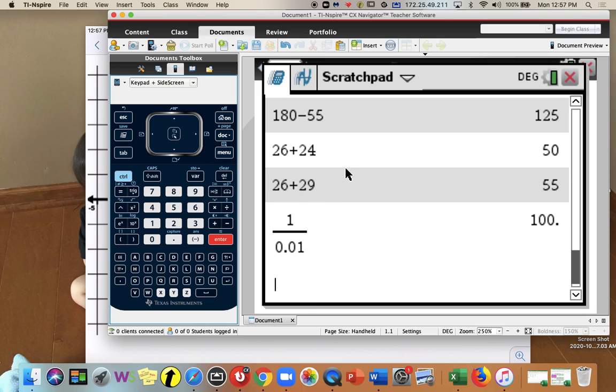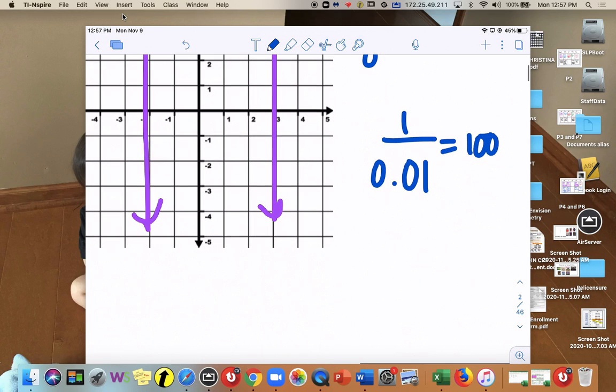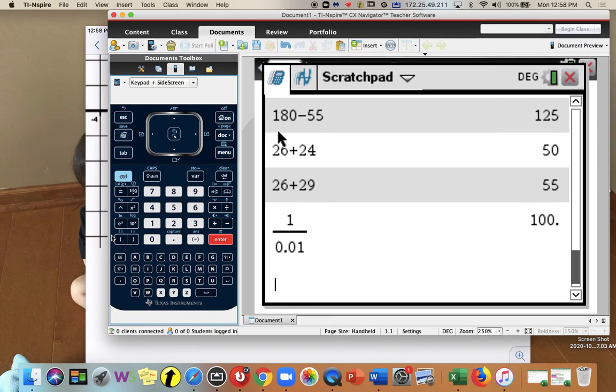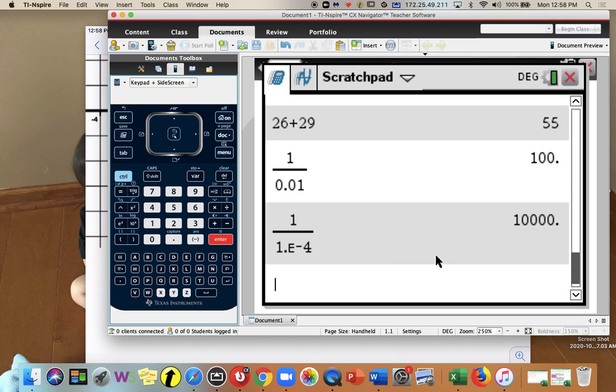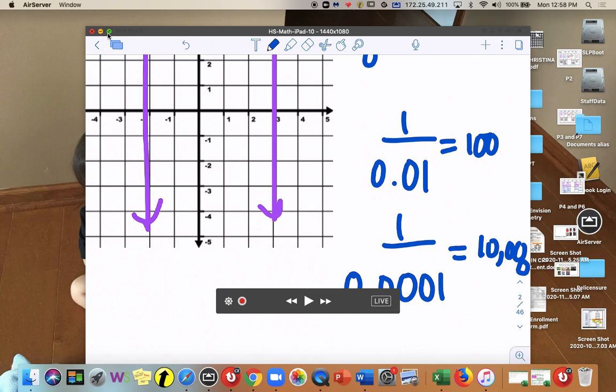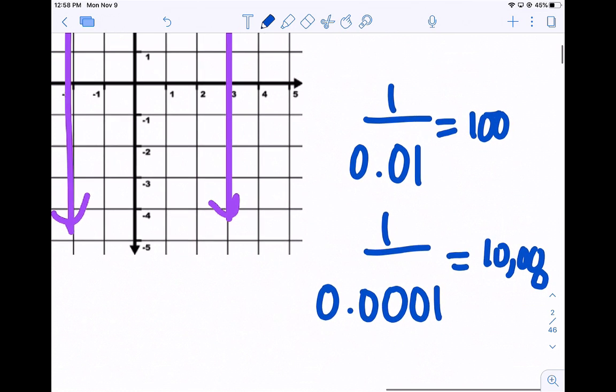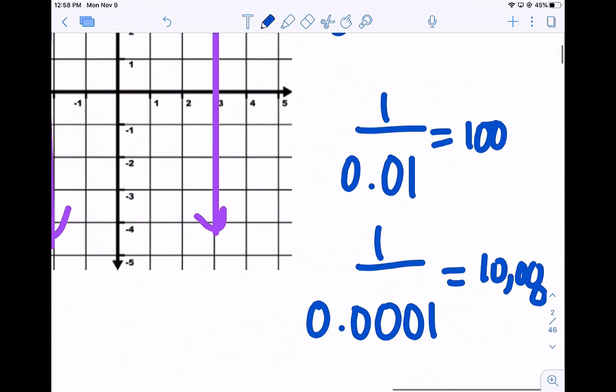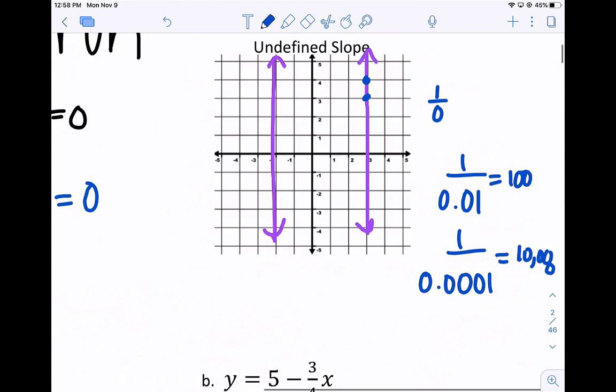We'll get 10. Again, 1 divided by 0.01 is 100. What if I take 1 divided by 0.001, with 3 zeros before the 1? We get 1,000. As you can see, as we divide by numbers closer and closer to 0, our answers are getting really big. And if you try to divide a number by 0, the number is just so big we say it's undefined.